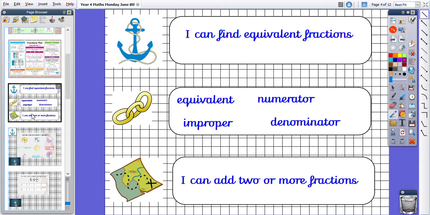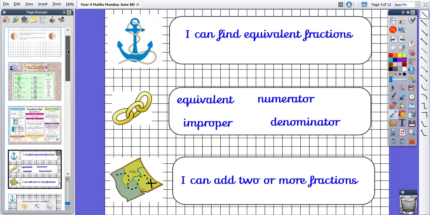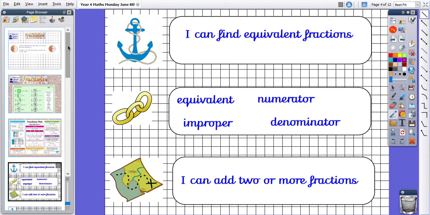So we are going to continue to look at fractions today, and our anchor task is finding equivalent fractions, and our destination is to add two or more fractions together. And there is an example of some of the vocabulary you may need today.